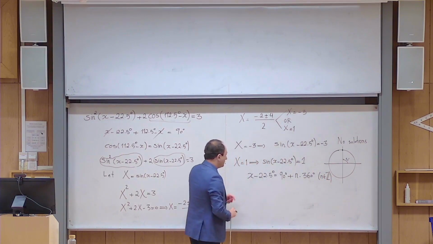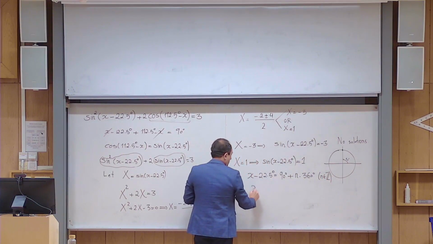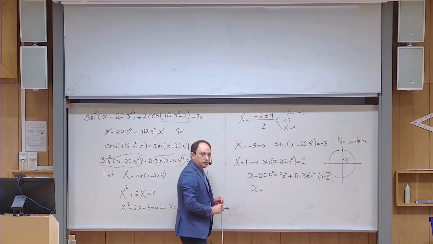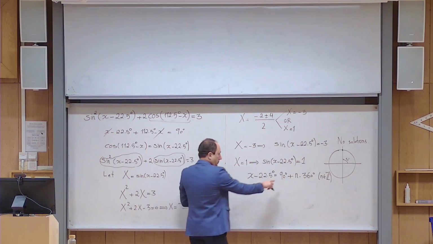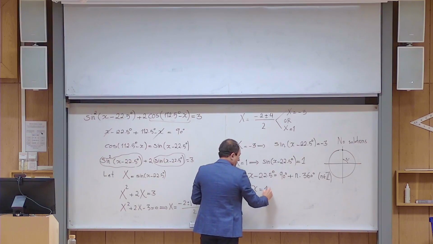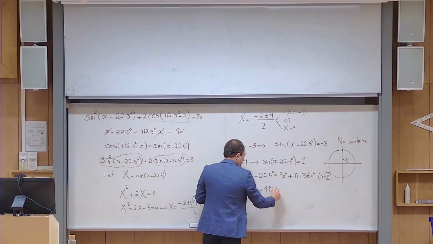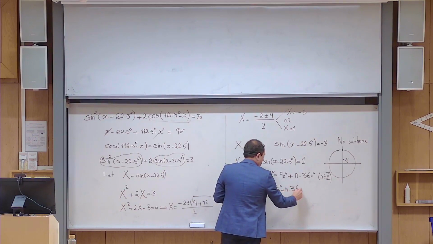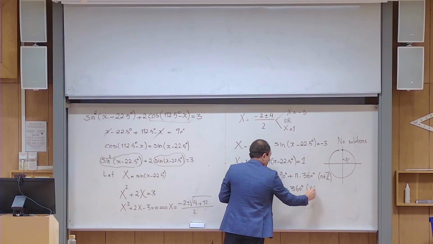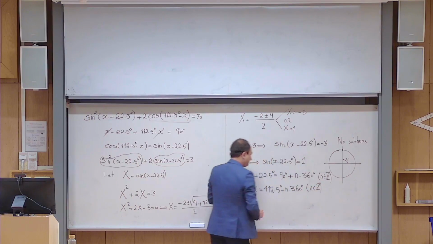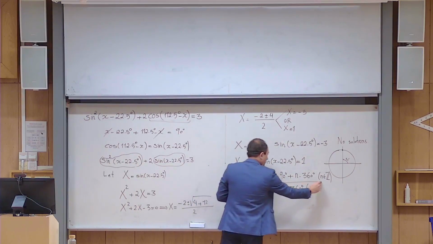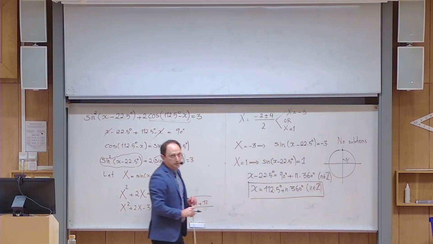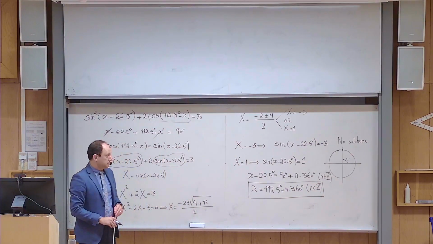Okay, but I'm looking for x, so I move this to the other side. This becomes positive 22.5 degrees. There is a 90 degrees here. If I add it, it becomes 112.5 degrees plus n times 360 degrees, where n belongs to Z. And that is the answer provided by the problem for you in the beginning.